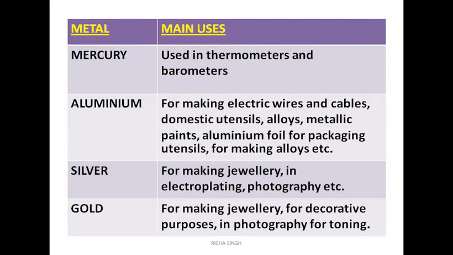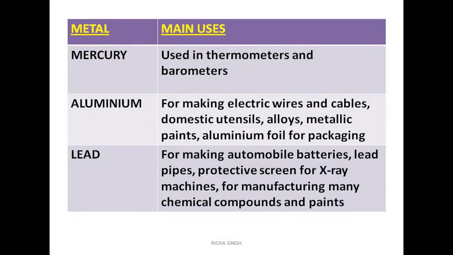Okay. Now let's continue with some more metals. Mercury, you all know it is used in thermometers and barometers because it is the only liquid metal, and you know that metal expands on heating. That's why we use mercury. Aluminium, again, is used for making wires and cables because it is ductile in nature. It is malleable. Therefore, aluminium foils are also being made.